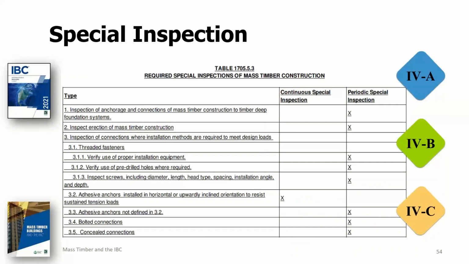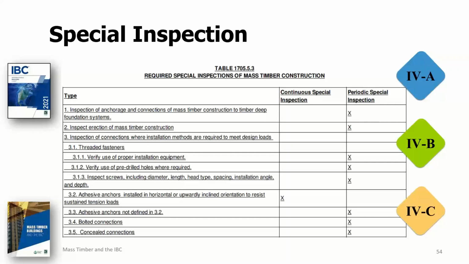Here's table 1705.5.3, which identifies each aspect of mass timber construction where special inspection is required. Generally speaking, these areas include anchorage to foundations, erection of mass timber construction, and various aspects of structural connections, including the fastener type and their placement and dimensions.